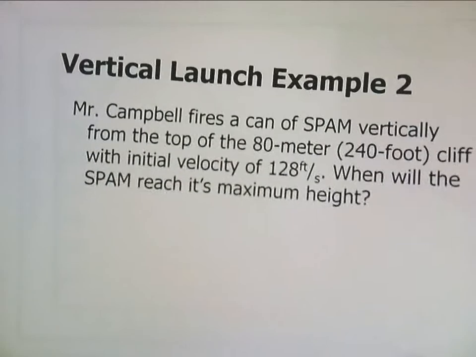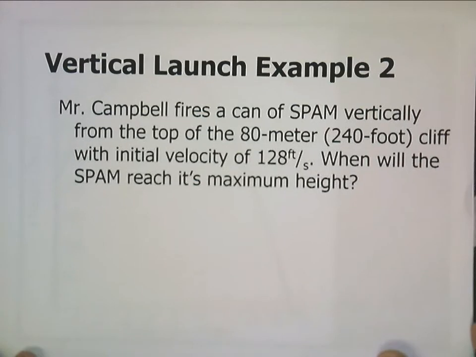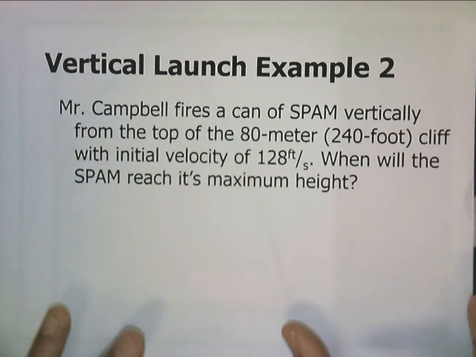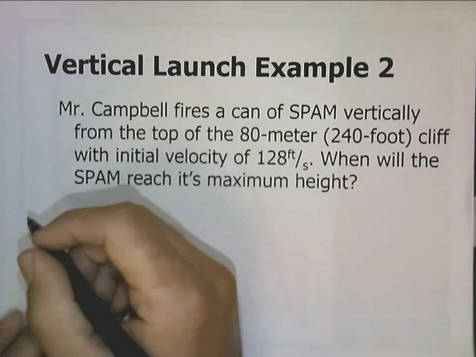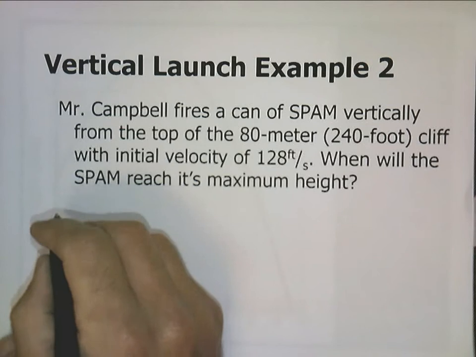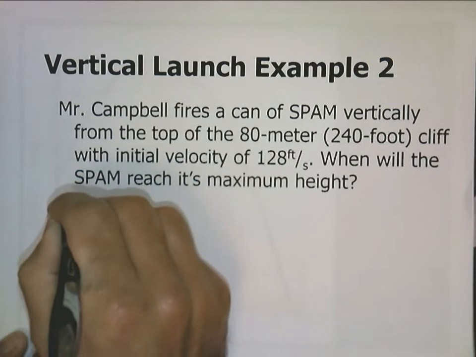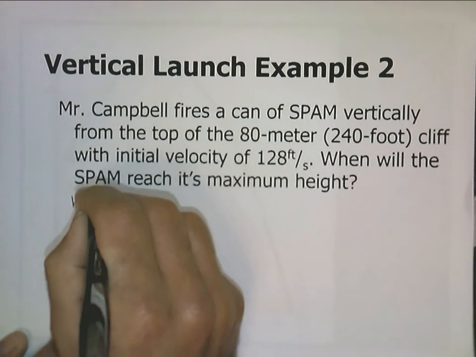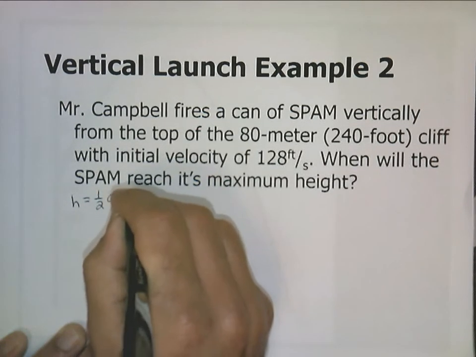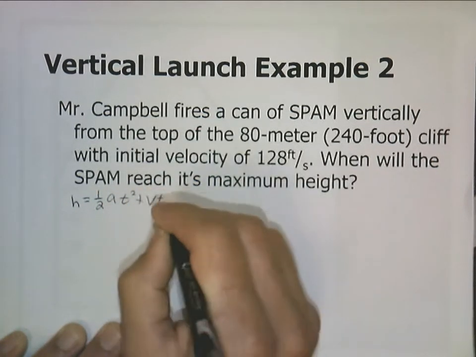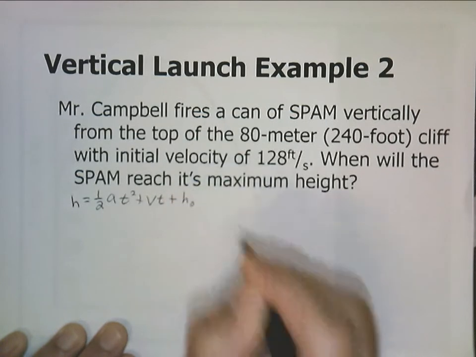So we want to know when the Spam is going to reach its maximum height. Again, we need to find the line of symmetry, or the t-coordinate of the vertex. But first, let's write out our equation here. So the height above the ground is given by 1/2 times a times t squared plus v times t plus h naught.